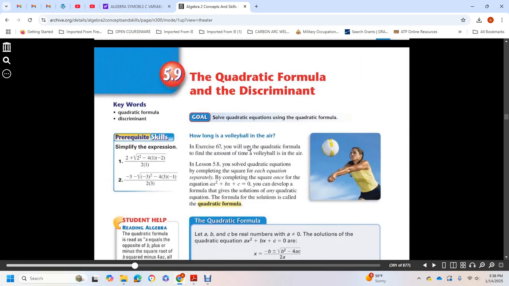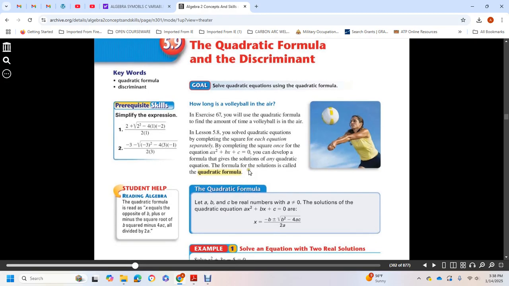5.9, the quadratic formula and the discriminant. In lesson 5.8, you solved quadratic equations by completing the square for each equation separately. By completing the square for the equation ax squared plus bx plus c, you can develop a formula that gives the solutions of any quadratic equation. The formula is called the quadratic formula.